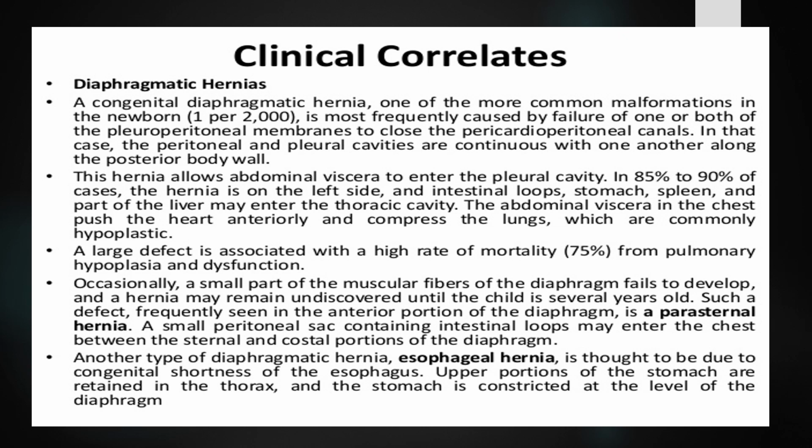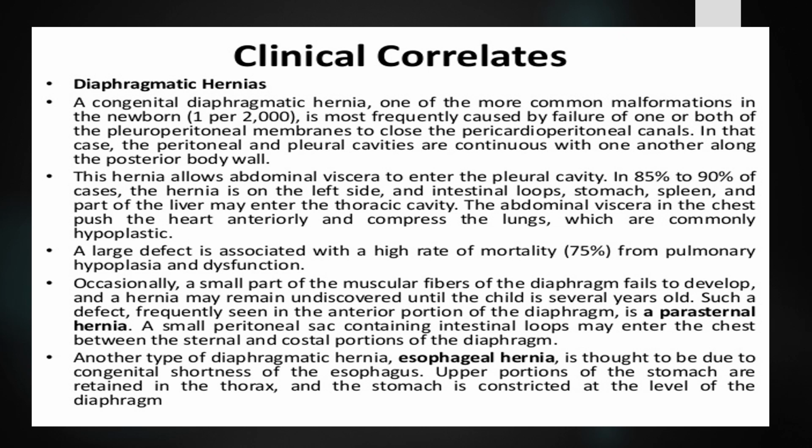In 85 to 90% of cases, the hernia is on the left side. An intestinal loop, stomach, spleen, and part of the liver may enter the thoracic cavity. The abdominal viscera in the chest push the heart anteriorly and compress the lungs, which are commonly hypoplastic. A large defect is associated with a high rate of mortality, meaning death, from pulmonary hypoplasia and dysfunction. Occasionally, a small part of the muscular fibers of the diaphragm fails to develop, and a hernia may remain undiscovered until the child is several years old.